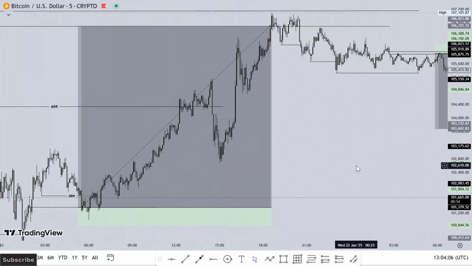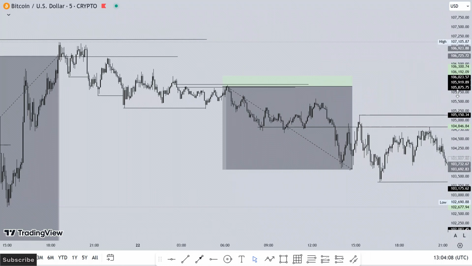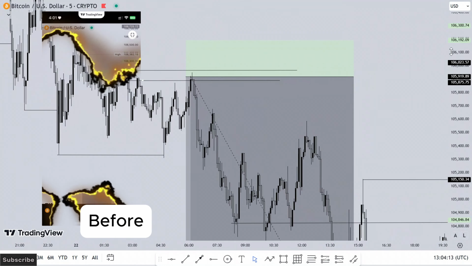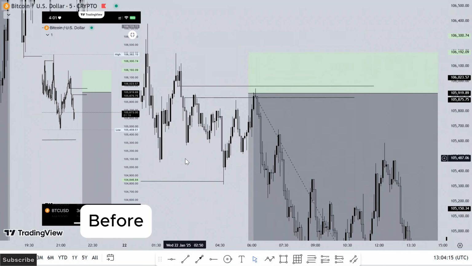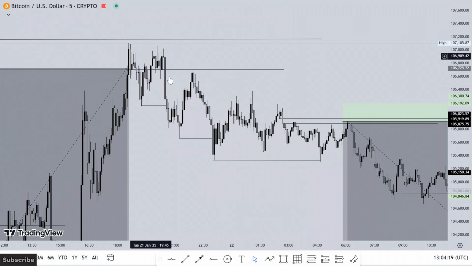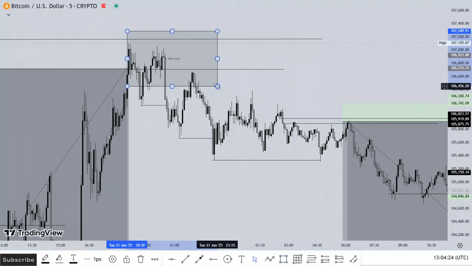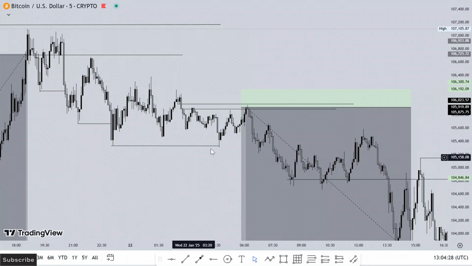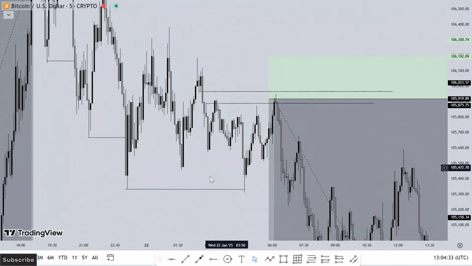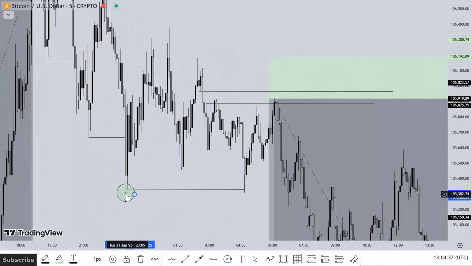Now for the fourth one, what I saw was also the same thing that I saw in the previous ones. So I was planning on taking my entry from this top here. But the market actually missed my entry. So after missing my entry, I was looking for another place to take another entry. And you can see that this was the lowest point of the market.